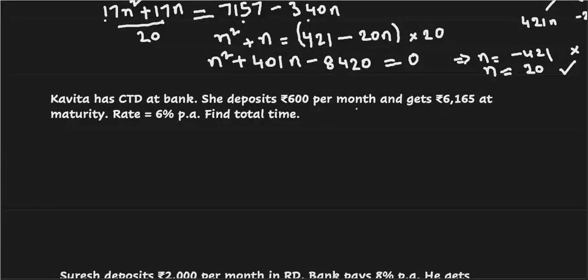Kavita has continued deposits at bank. She is depositing 600 per month and gets 616 at maturity. So 6% per annum is the rate of interest. Find the total time. N is missing here. So again, if n is missing, what will you do? You have to do the same formula. I both times take equation 1 and 2 and compare it and get the value of n by factorizing. Same steps will be followed. Try to do it now. Pause the video and tell me the answer.